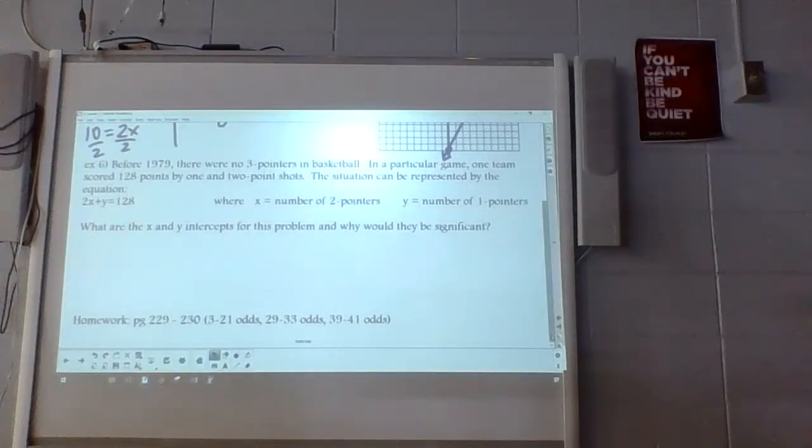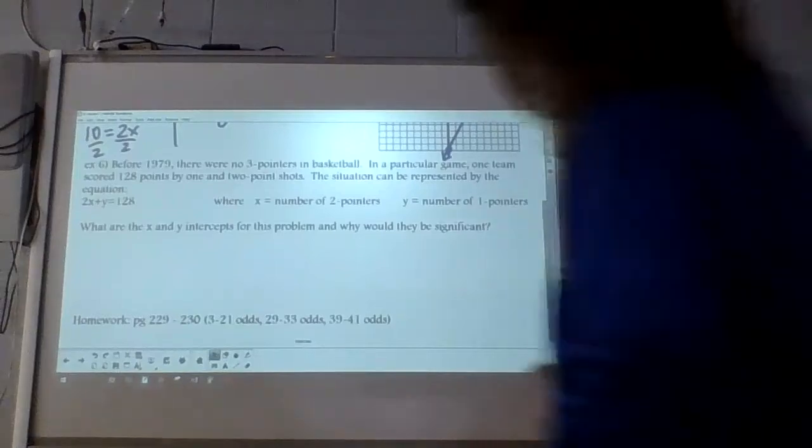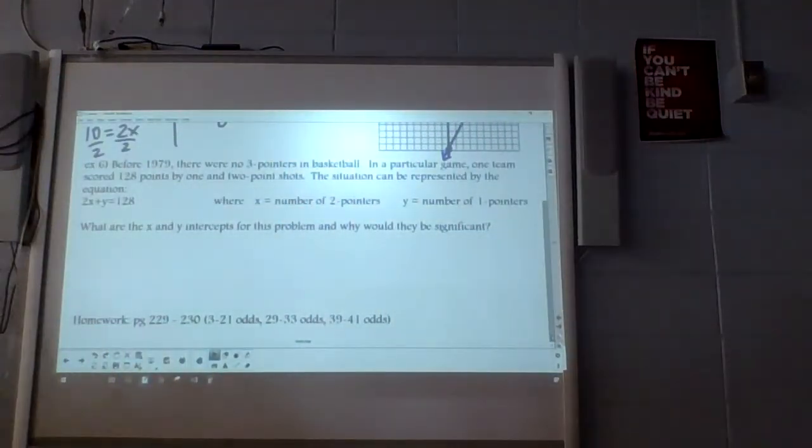Okay, guys, we'll finish with this last question. Then you guys will have time for homework. So, this last question is trying to show you guys how intercepts actually have an importance in certain circumstances.